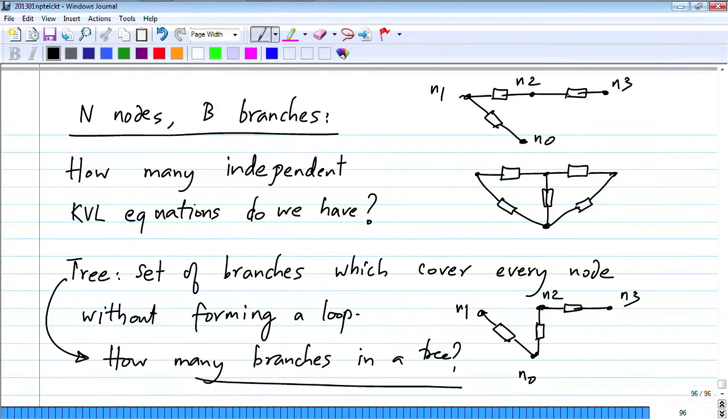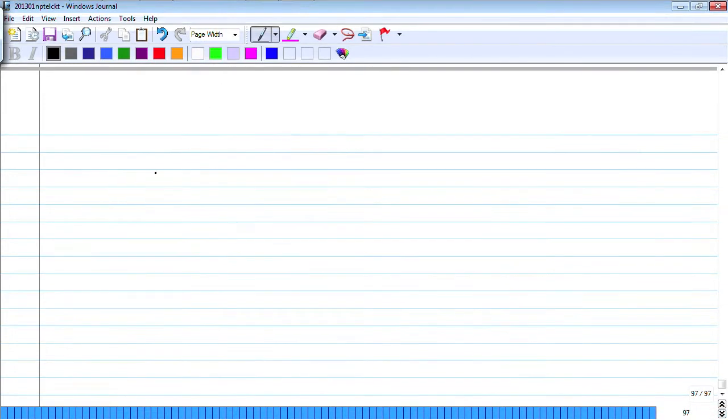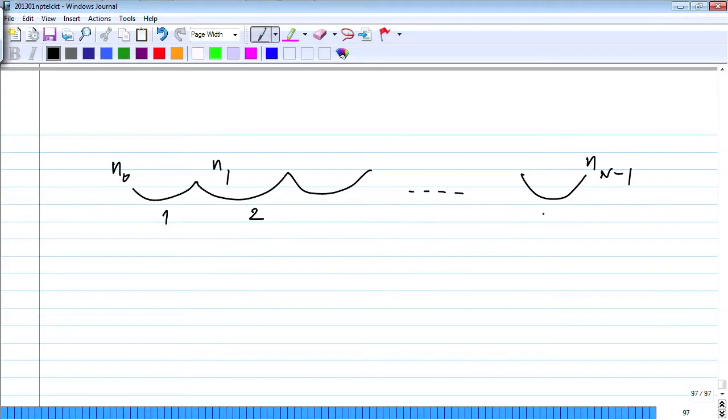I think most of you are able to get it correctly. There will be n minus 1 branches. Because if you have n nodes, that is n0, n1 up to n minus 1, you will have one branch from n0 to n1 and another from n1 to n2 and so on. And you need n minus 1 branches to form a tree. I think most of you have got this correctly. Right?